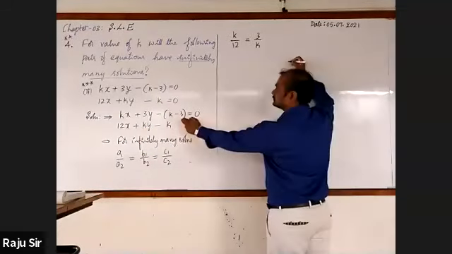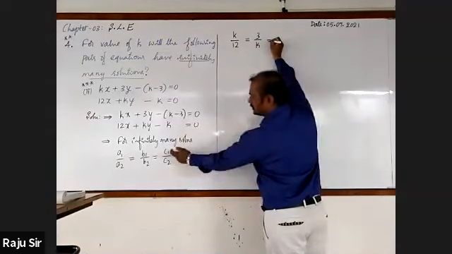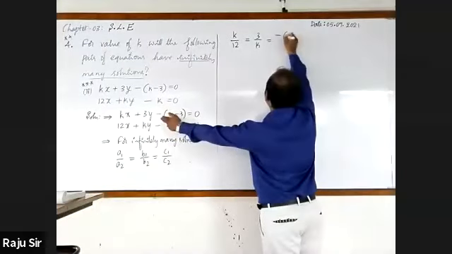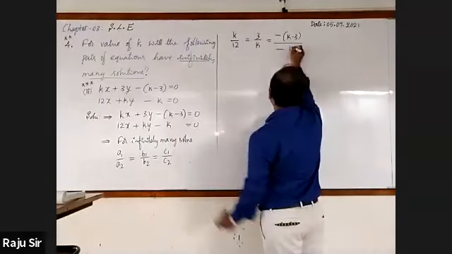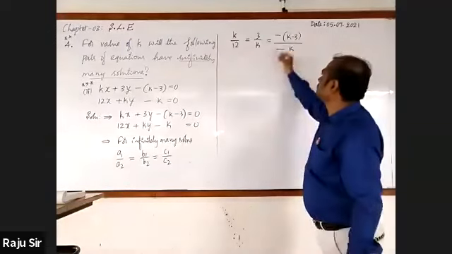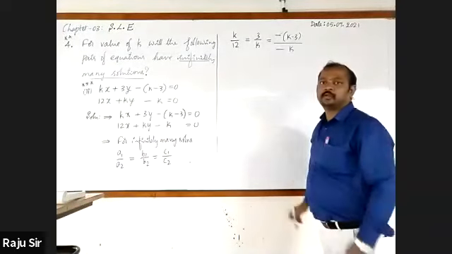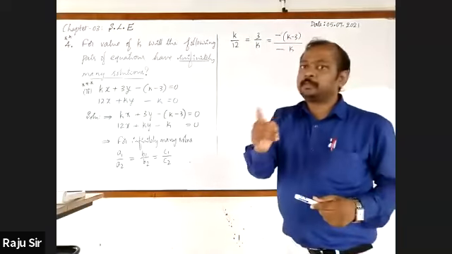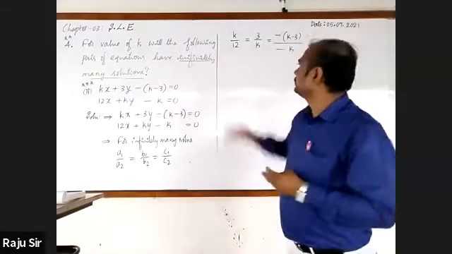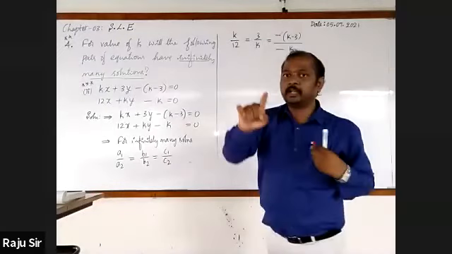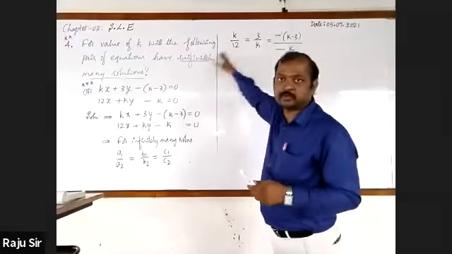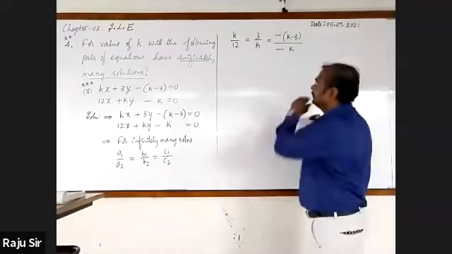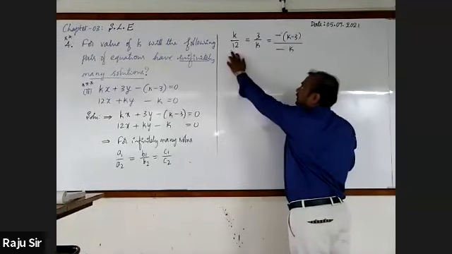Next, that is equal to c1 by c2. It is minus of k minus 3 by minus k. Here, minus and minus cancels. In the previous problem, you can observe that in only one ratio, k was there. That is why you had a chance of equating that ratio to either the first one or the last one. But here, k is present in all the three ratios.